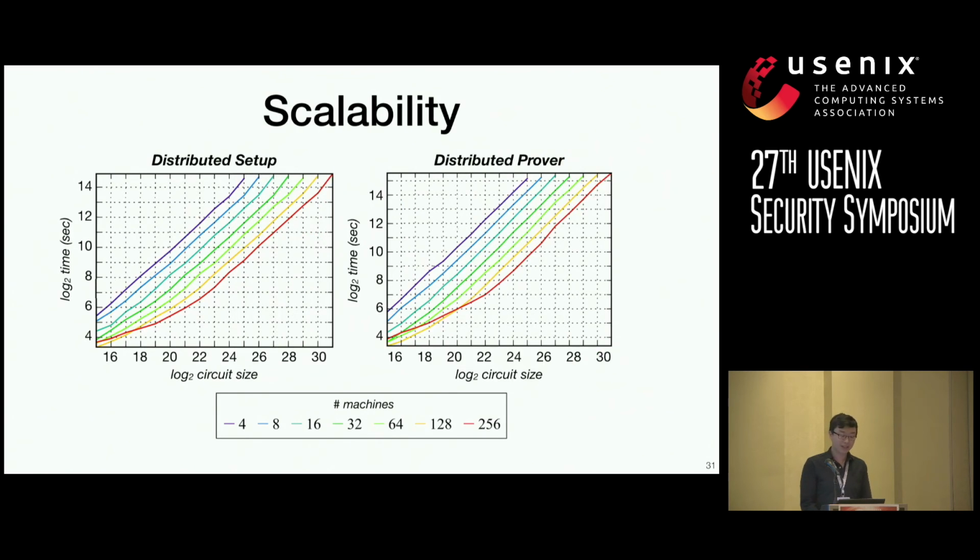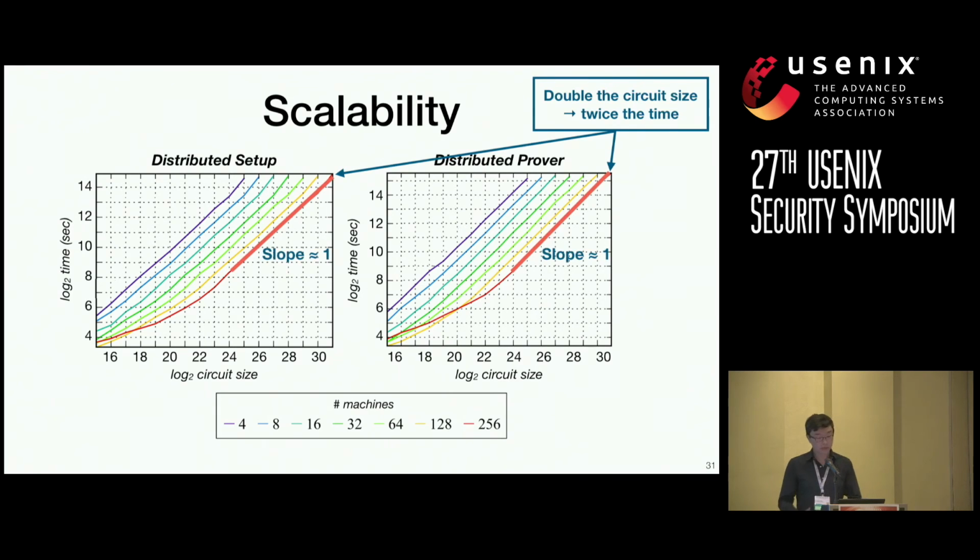This then led us to ask, could we compute up to these large circuit sizes in a time-efficient manner? And so we have here two graphs that demonstrate scalability. On the left graph, we have the distributed setup, and on the right graph, we have the distributed prover. Note that this is a log-log graph, and if we follow the line for 256 machines, we see that the slope is actually approximately 1. And so the pattern that we see is that as we double the circuit size, we're able to generate our proof and run our setup at approximately twice the time. This is a good demonstration that our system here is indeed scalable.